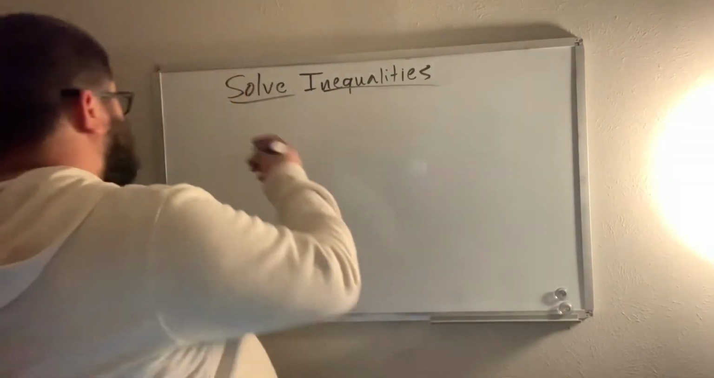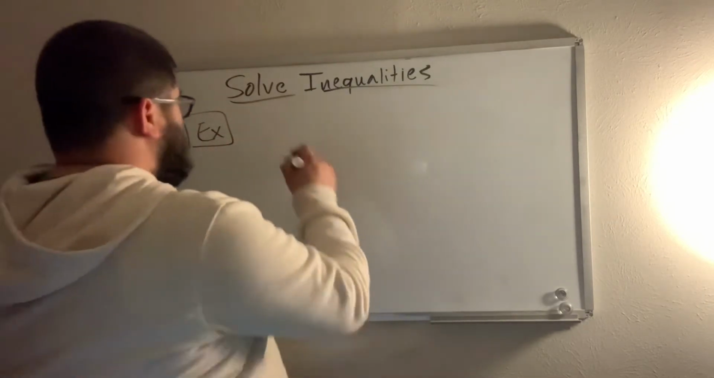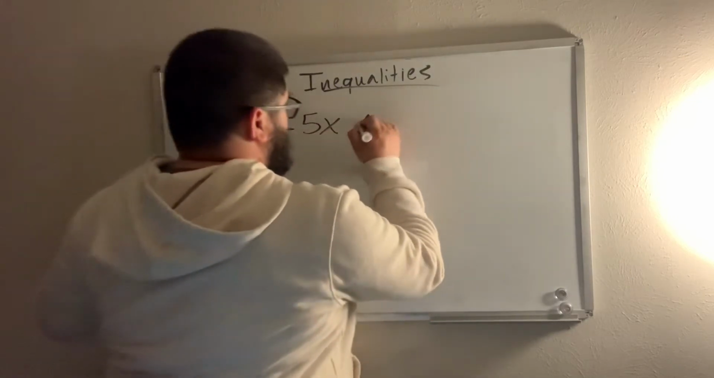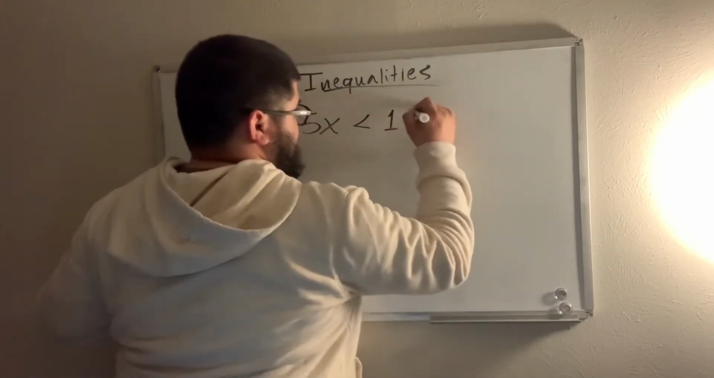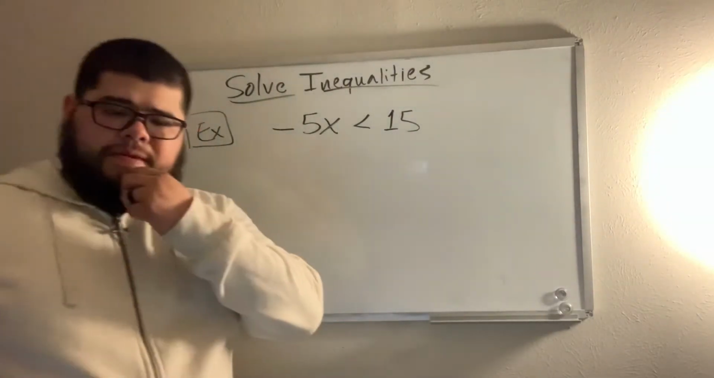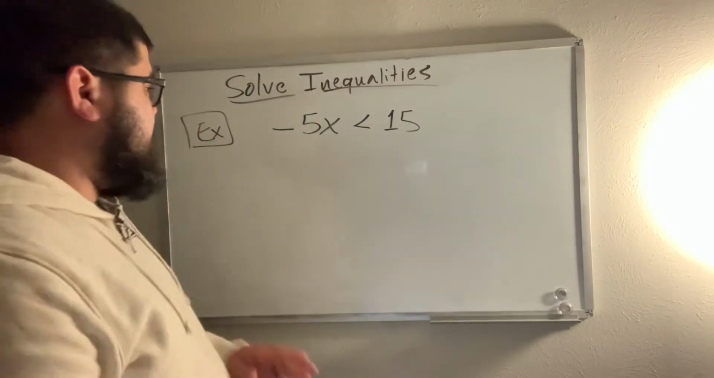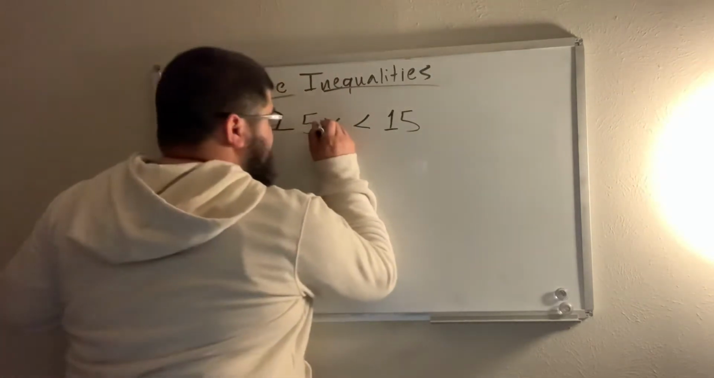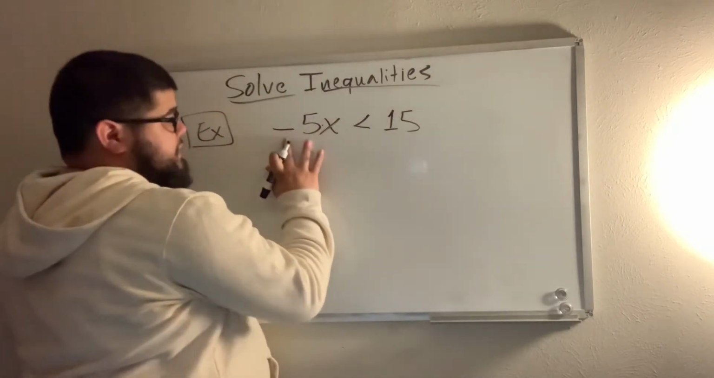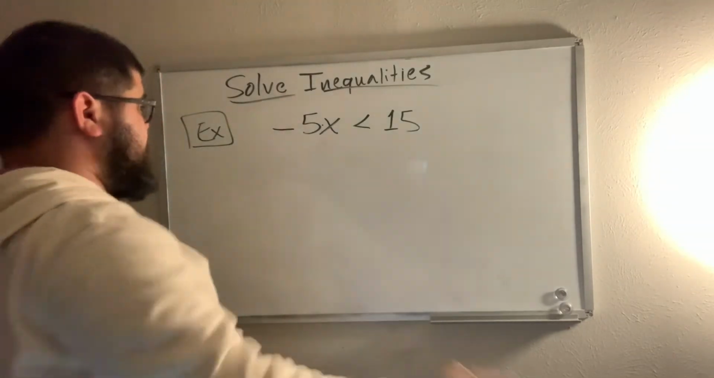So here's our first example of talking about our exception. The first one is negative 5x less than 15. Okay, negative 5x less than 15. We're going to go ahead and solve this inequality and then draw our solution, right? So remember, the number here is an integer, negative 5. Remember, we talked about integers. Integers are all the negative whole numbers, 0, and all the positive whole numbers.